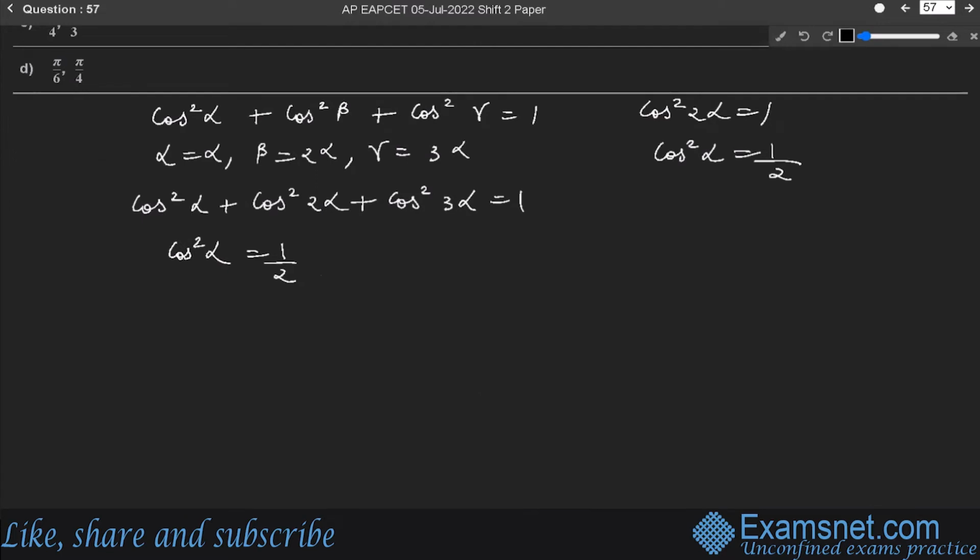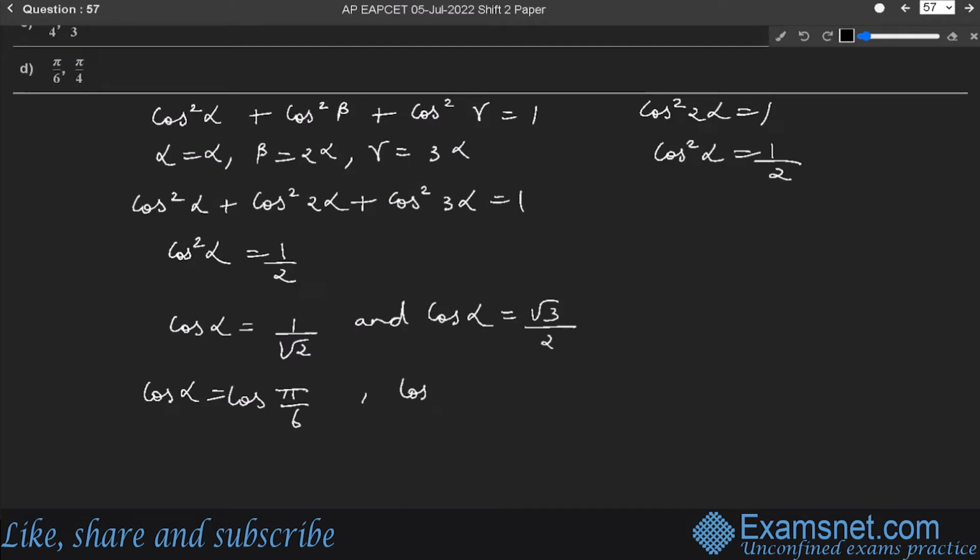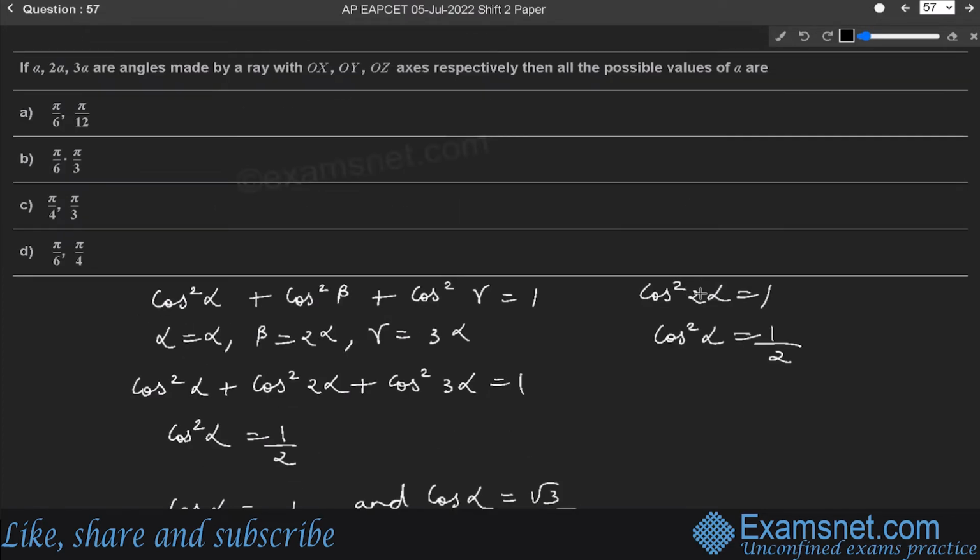So we can say that cos alpha will be 1 by root 2 and cos alpha will be root 3 by 2. So cos alpha is equals to cos pi by 6 and here cos alpha is equals to cos pi by 4. So we can say that alpha is equal to pi by 6 and alpha is equal to pi by 4. So this is the required answer, which is pi by 6 and pi by 4. This is the possible value of alpha. So we can say that option number D is the correct option for this question. I hope this question is clear to you.